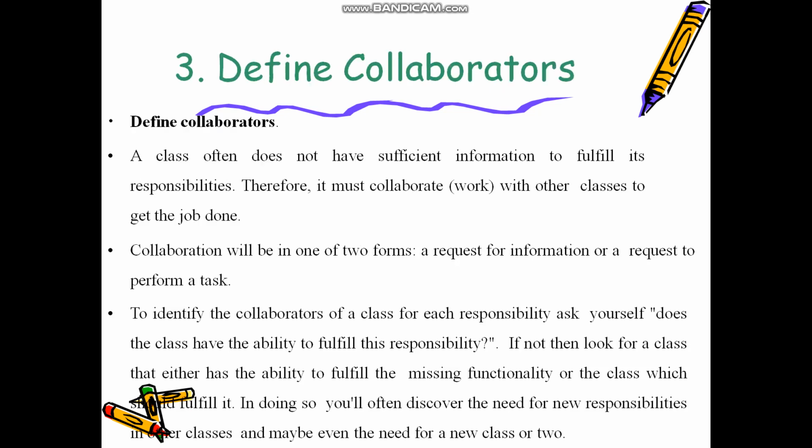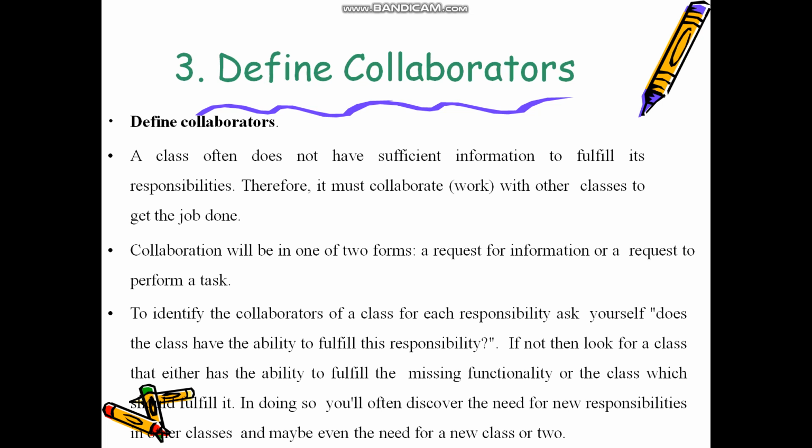Step 3: collaborator. A class often does not have sufficient information to fulfill its responsibilities. Therefore, it must collaborate, that means work with other classes to get the job done. Collaboration will be in one of two forms. The first is a request for information, or a request to perform a specific task. This task is based upon the class, and each class has some responsibilities, and the task is performed with the help of the responsibilities given to the particular class.